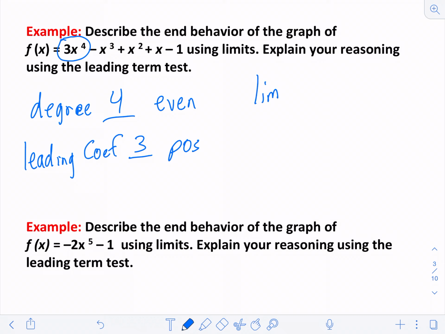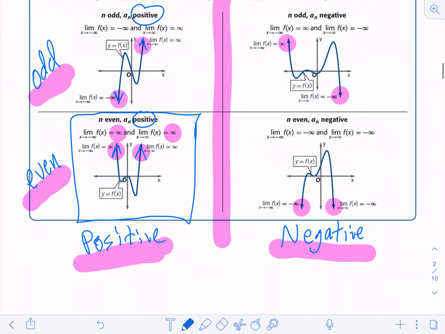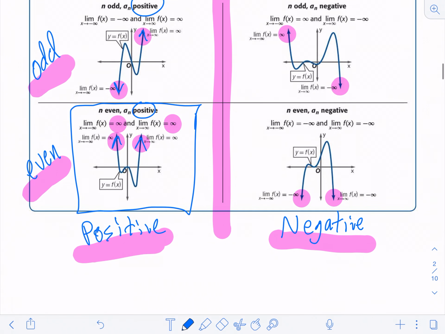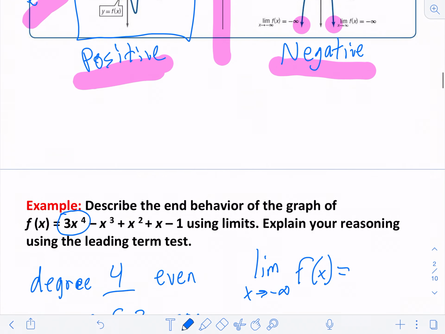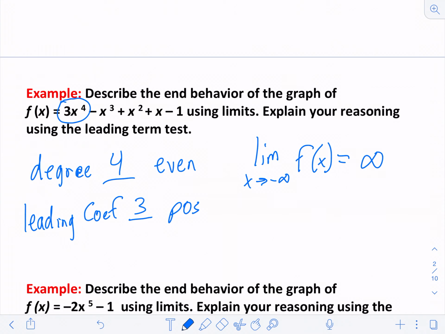Well, the limit as x approaches negative infinity of f of x, that's my left-hand side. We know that, let's see, even and positive, again, that's that lower left-hand box of that chart. They are both going to go up, so this is towards infinity. And the limit as x approaches infinity of f of x is also going to be infinity.